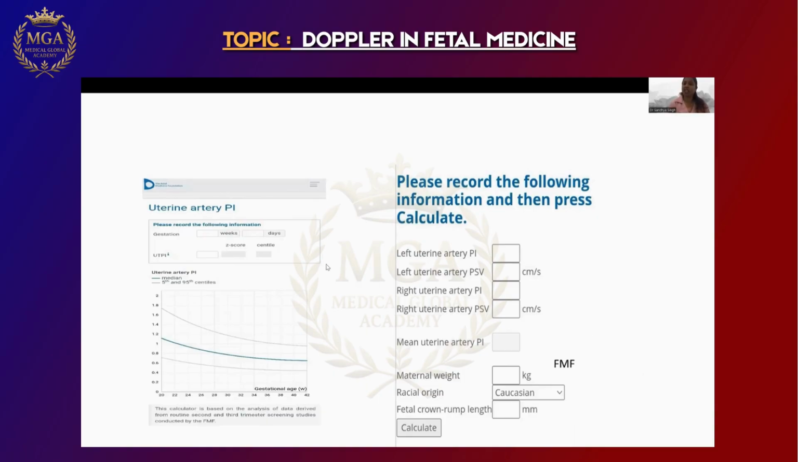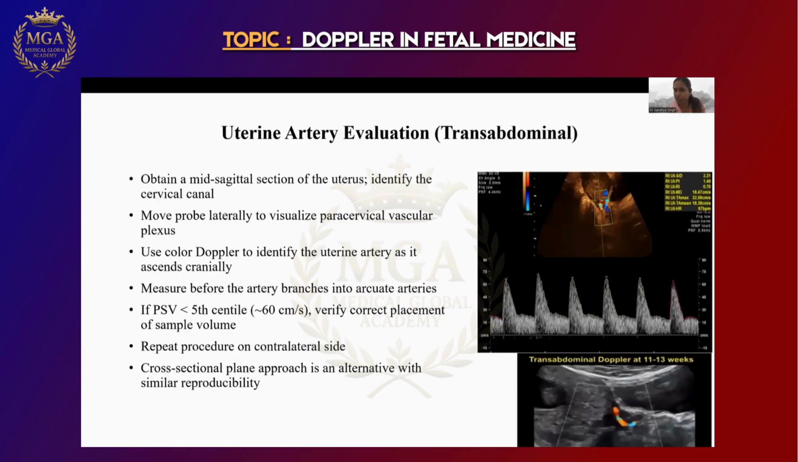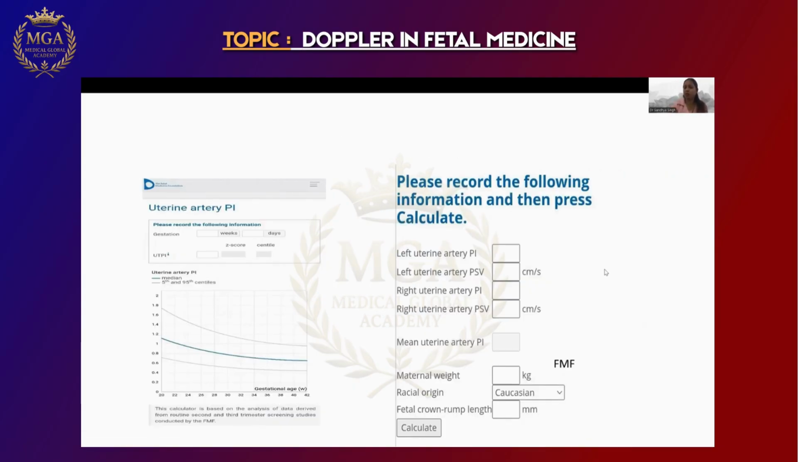This is a free calculator by FMF, the Fetal Medicine Foundation. Just put in the uterine artery values. Once you calculate, the value will be shown. I think you all have seen here, in this corner, these are the values which are written there. You just have to take these values, put them over here and press calculate. It will give you the centile and the z-score.